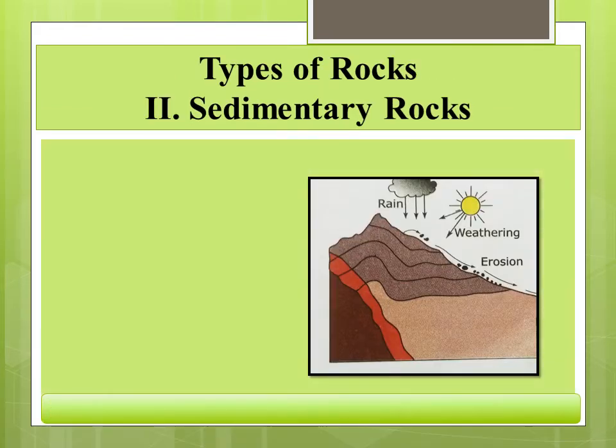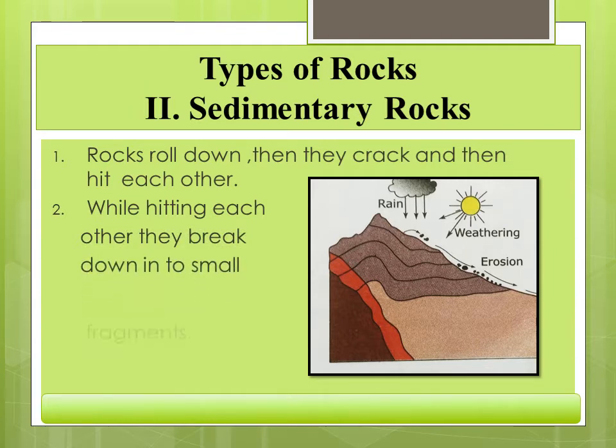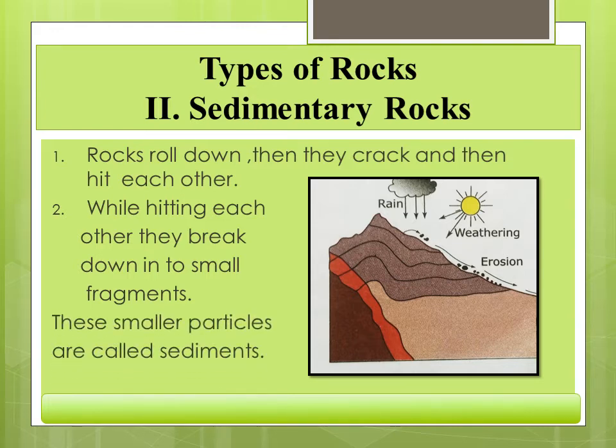Now, second type of rocks are sedimentary rocks. Rocks roll down. Roll down means come down from higher places to lower places. Then they crack and hit each other. While hitting each other, they break down into small fragments. Fragments means small pieces or particles. These smaller particles are called sediments.